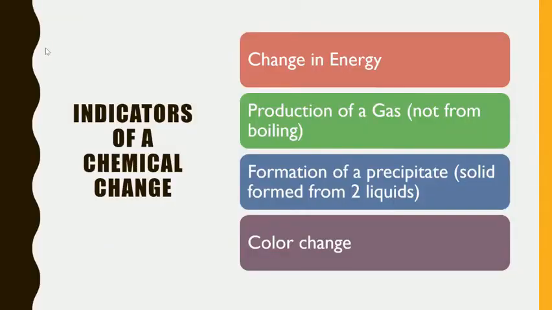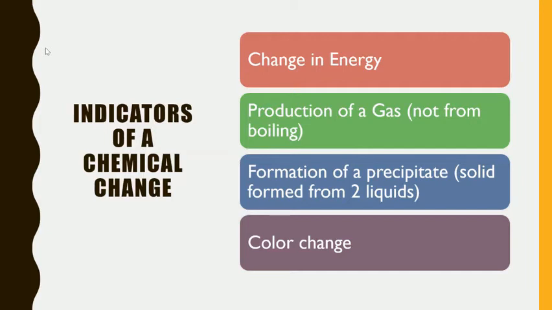So, as a summary, if we see any one of these four indicators, we most likely have a chemical change. So if we see a change in energy, whether that be in the form of heat, sound, light, any change of energy, that's a sign we had a chemical change. Production of a gas, that is not from boiling. So we mix two substances together and we see bubbles, that is a good sign that we had a chemical change occur.